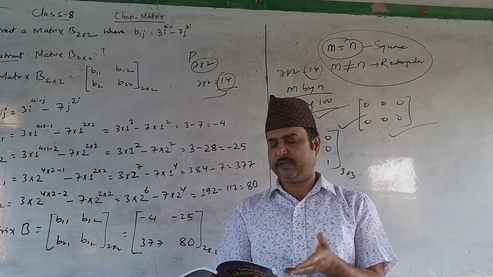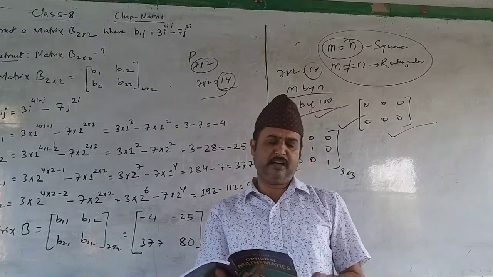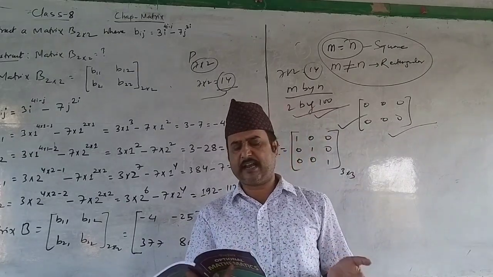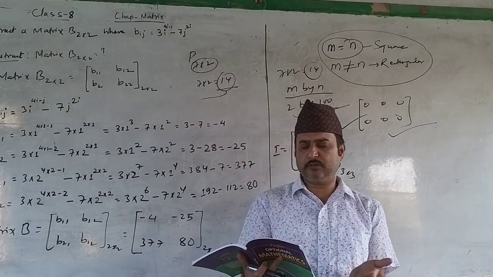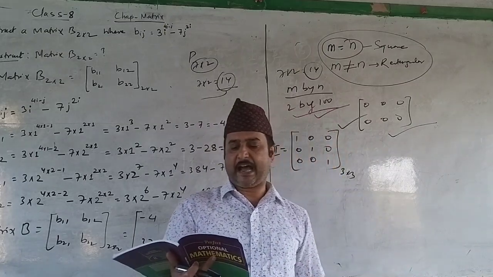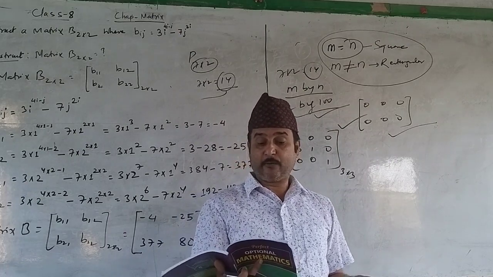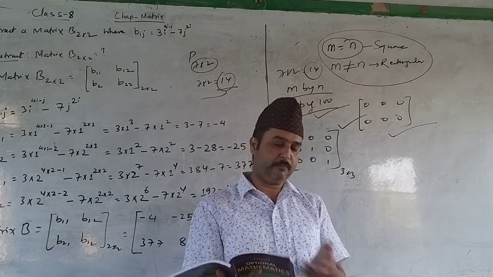So just by looking you can say which matrix is a unit matrix and which matrices are zero or null matrices. In question number 8 of your book, question B and question D are unit matrices, and question A and question C are null matrices.